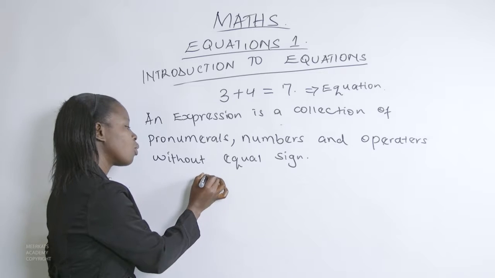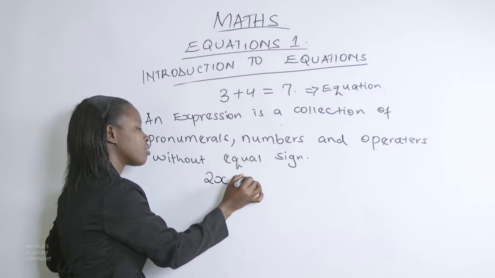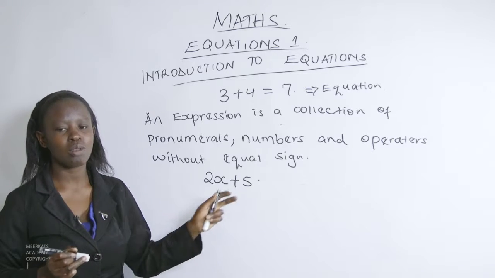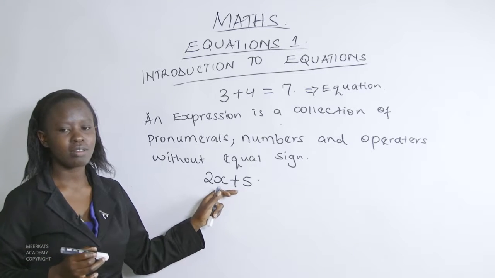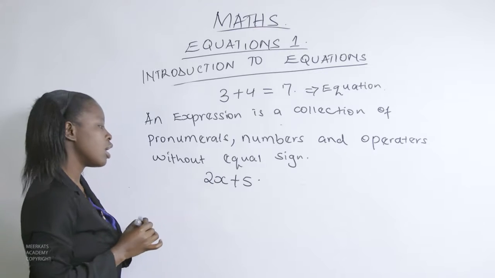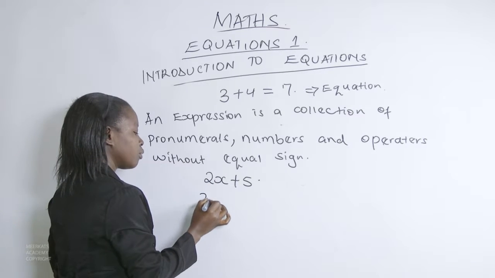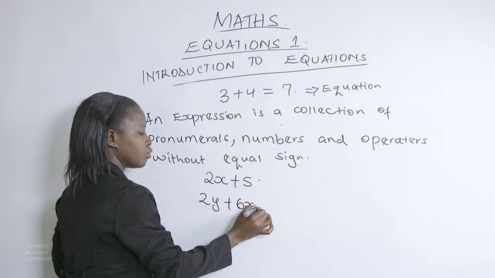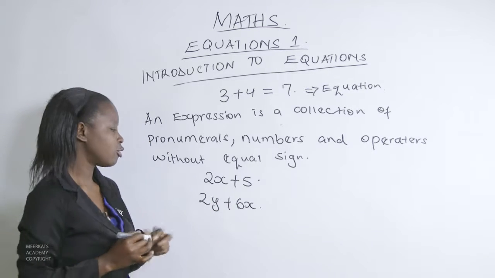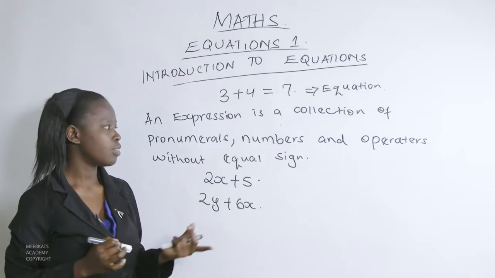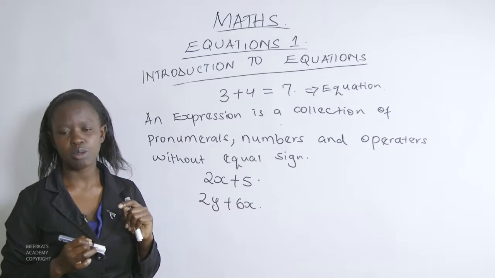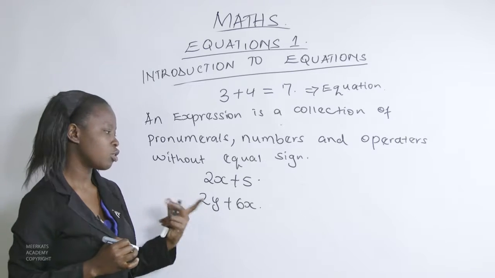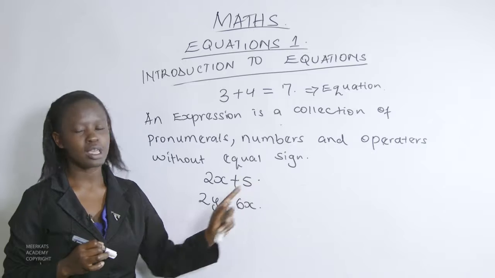An example, we can have 2x plus 5. So 2x plus 5, we do not have an equal sign. So this means that this is an expression. If somebody has 2y plus 6x, then this is a collection of numerals. Then this is also an expression because we do not have an equal sign.